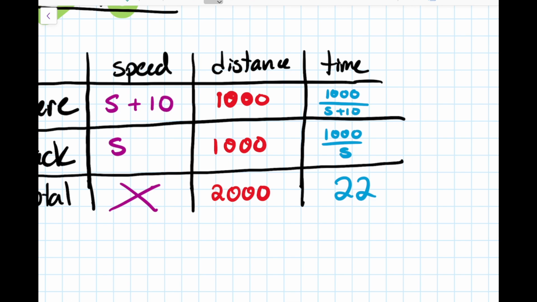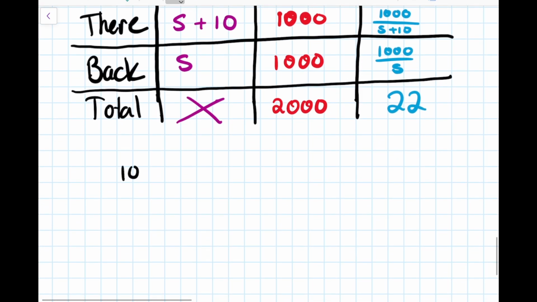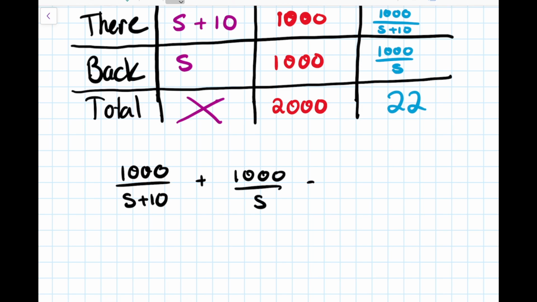So 1,000 over s plus 10 and 1,000 over s. And so now these two things can help me make an equation. So my time on the way there, 1,000 over s plus 10, plus my time on the way back, 1,000 over s, has to equal my total time of 22.